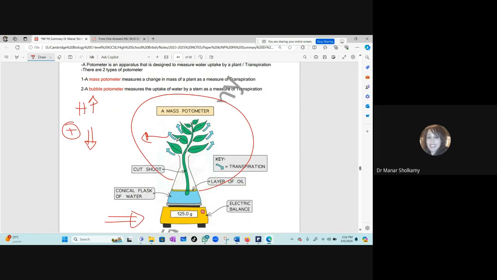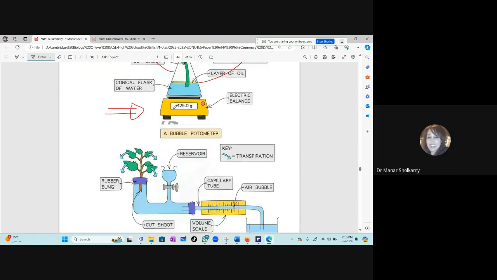I put it in a water bath. A heater. Okay. The temperature of the surrounding room.